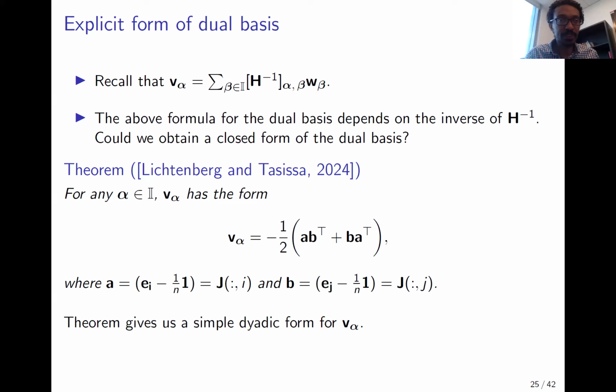I'll not go through the proof, but in fact, V alpha has a very simple dyadic form. We have a closed form formula for this V alpha, which is given by this. And recall that this J is our centering matrix. So this is the i-th column of J, and this is the j-th column of the centering matrix. So essentially, we have a closed form for this matrix V alpha.